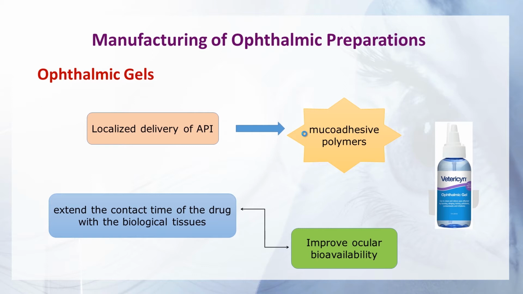These polymers are able to extend the contact time of the drug with the biological tissues, which results in improved ocular bioavailability. The choice of polymer plays a critical role in the release kinetics. So, we have to choose the polymer very precisely. Literature can help with that.